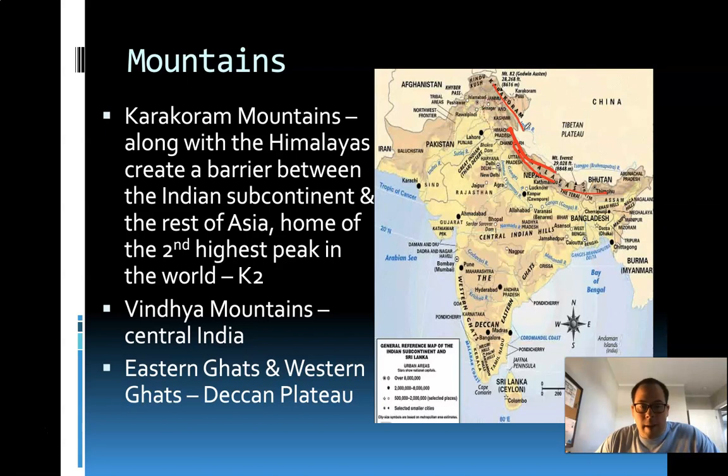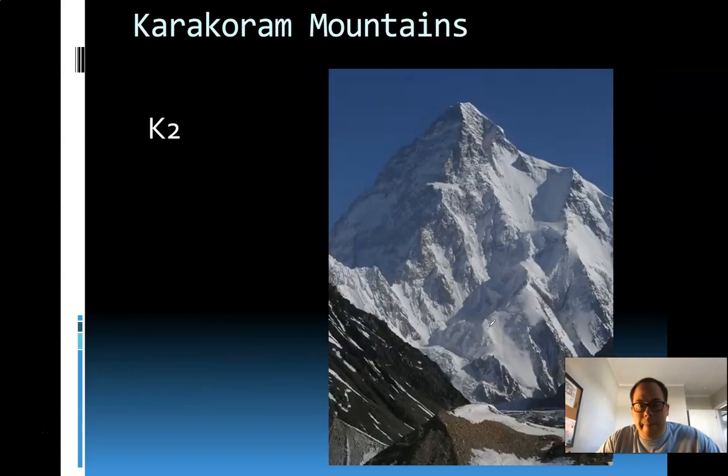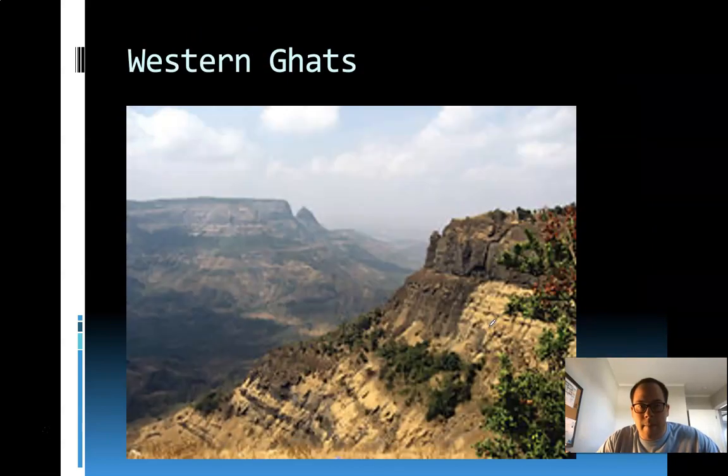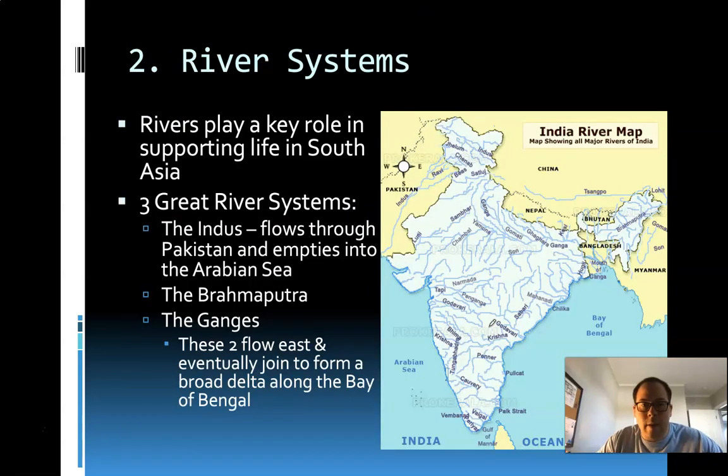Then there's the Vindhya Mountains, which are in central India. And then the Eastern Ghats and the Western Ghats, which form the plateau right through here. And you can see Western Ghats, Eastern Ghats form a plateau right through here. And this makes up the physical geography of India. So there's K2. More pictures for you.